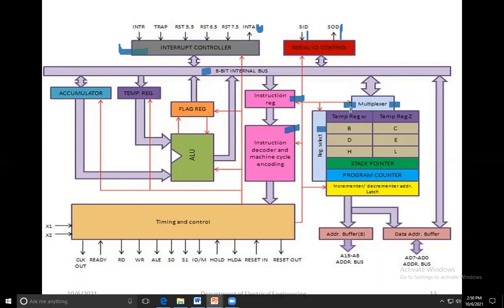These are the temporary registers: B, C, D, E, H, L we are discussing. One pair is a 16-bit register, another pair is a 16-bit register, and another pair is also a 16-bit register. These are 8-bit registers, and if you connect two together, they act as a 16-bit register.